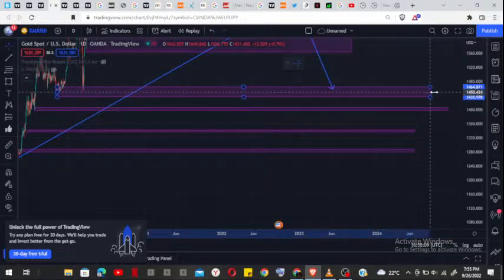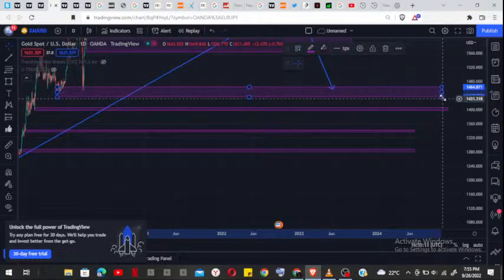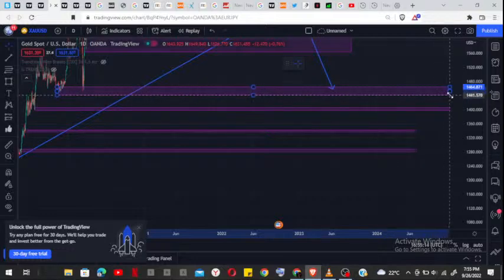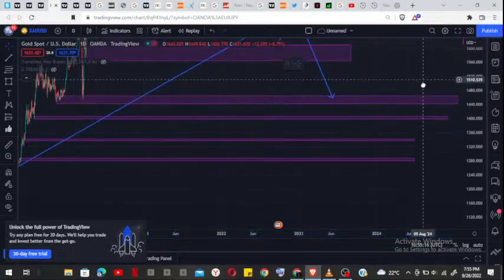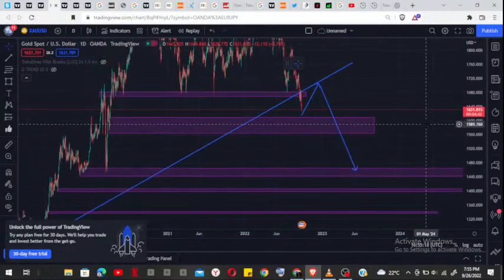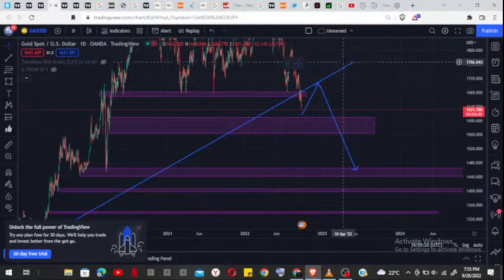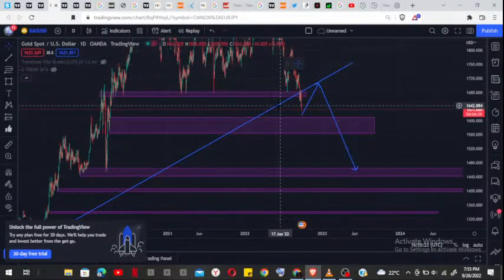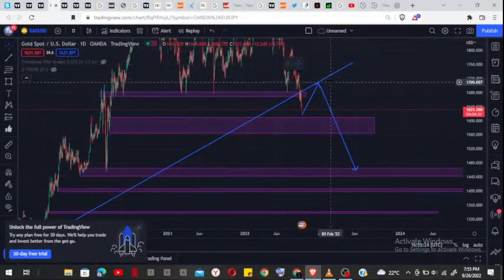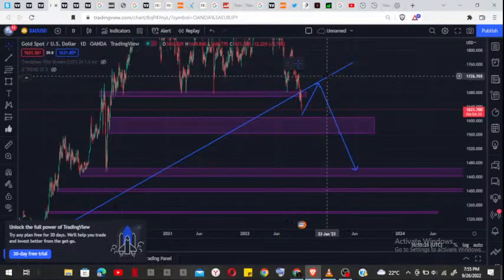So right now we want to see how gold is going to play out. This is a day's time frame. This is what we think might happen in the market. You can see this line over here already broke out, so I'm just gonna delete this trend line.